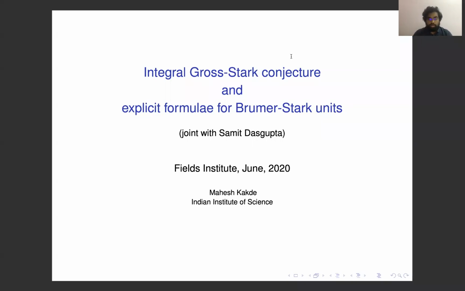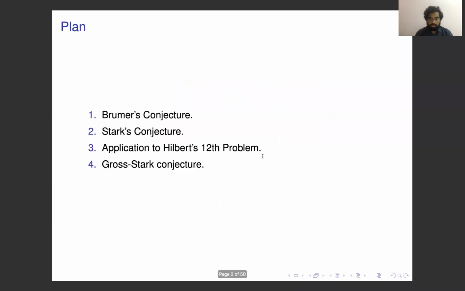Okay, this is my introductory talk to the talk later this week on integral Gross-Stark conjecture and explicit formulae for Brumer-Stark units. This is joint work with Samit Dasgupta from Duke. So the plan for today's talk is I'll talk about Brumer's conjecture, I'll talk about Stark's conjecture, I'll tell you briefly about the equivalence between the two, and so it's called the Brumer-Stark conjecture. Then I'll talk about its application to Hilbert's 12th problem.